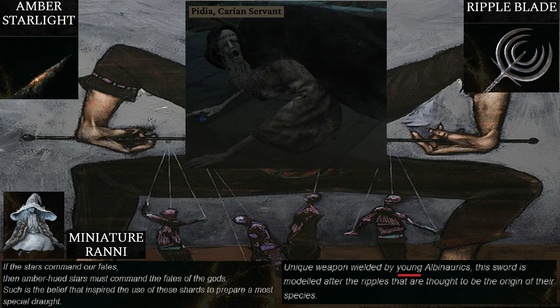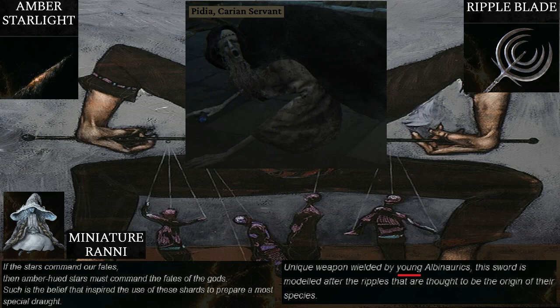Pidia is a first-gen Albinauric who utilizes puppets. One of these puppets is Seluvis. Seluvis's quest is to turn Ranni, an Empyrean and demigod, into a puppet. The item required to accomplish this task is Amber Starlight. Miquella's statue is found in the same location as the Amber Starlight. Also found in this area are sacramental buds. Could this show a connection to how Miquella used Ranni as a puppet for his long-term goal of rebirth?